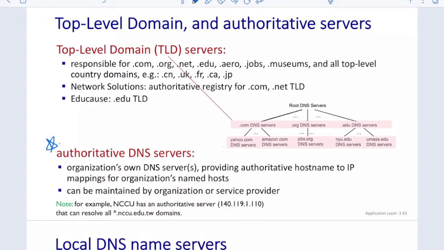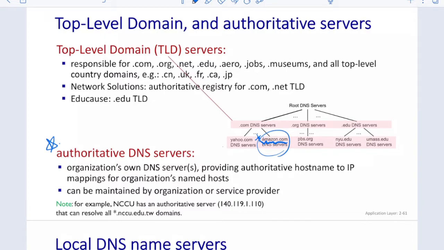After that, they know where to find the top-level domain servers, to resolve .com, .org, .edu, something like that. And they will further ask, okay, what if I would like to find amazon.com? Those .com DNS servers will tell you where to find the DNS server who is responsible for star.amazon.com, and so on and so forth.